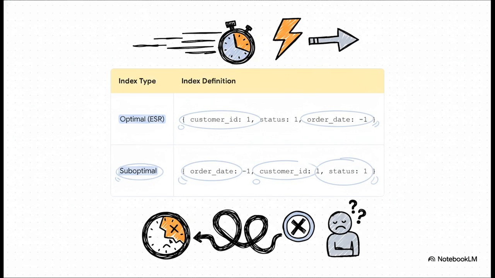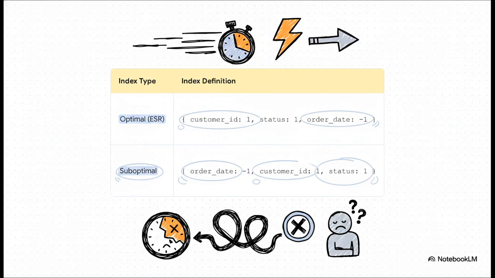Let's say our query is looking for a specific customer ID and a status of pending. Those are our equality filters. Then it sorts the results by order date. The optimal ESR-compliant index follows that order precisely: customer ID, then status, then order date. And it is blazing fast.